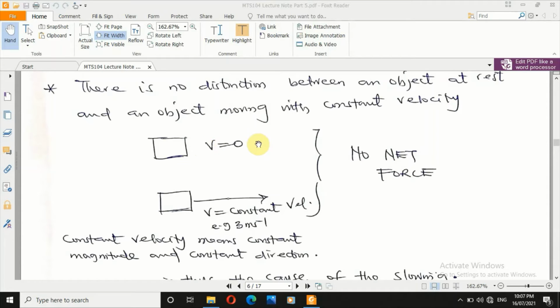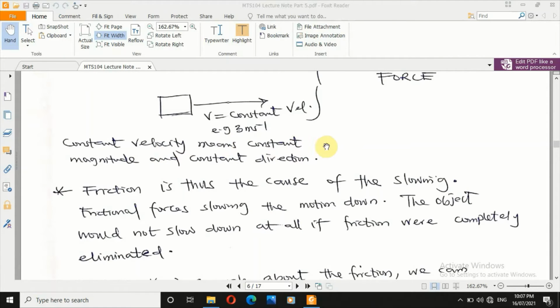In this case, V is 0. There's no force acting on it. And in this case, there's a constant velocity. So constant velocity means constant magnitude and constant direction.